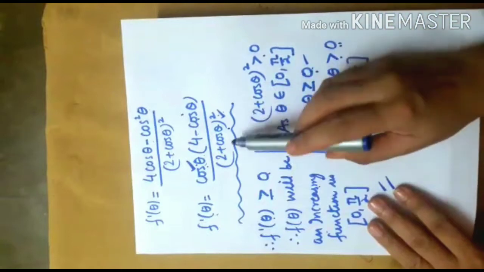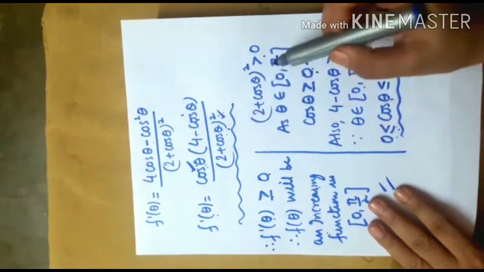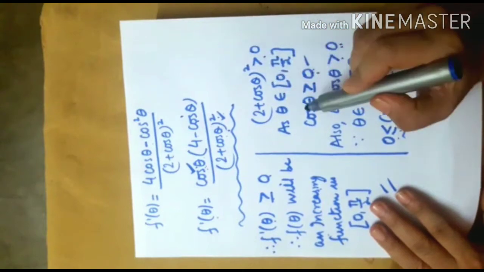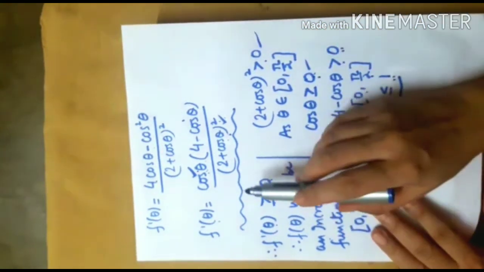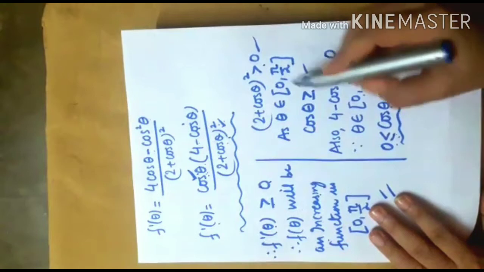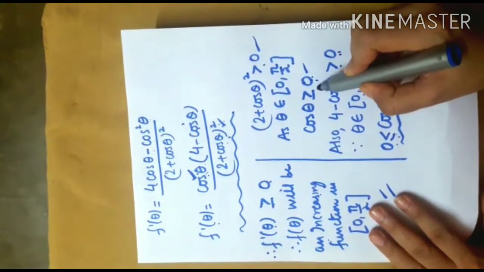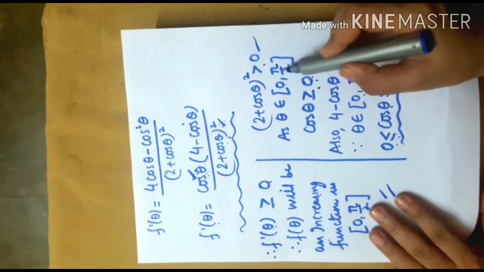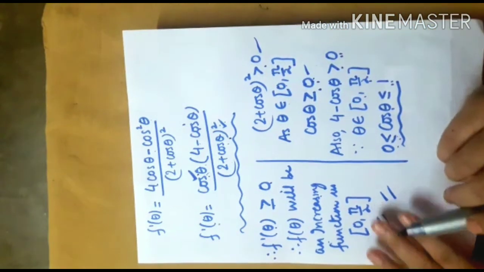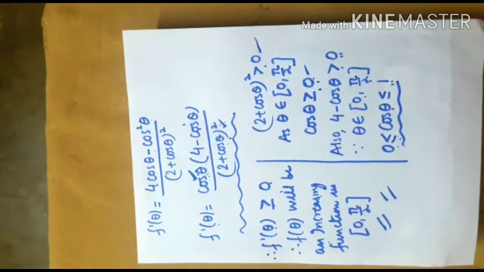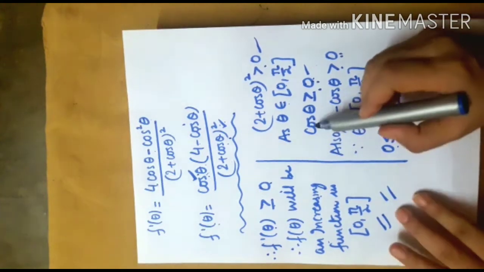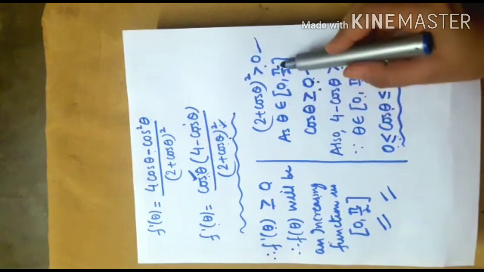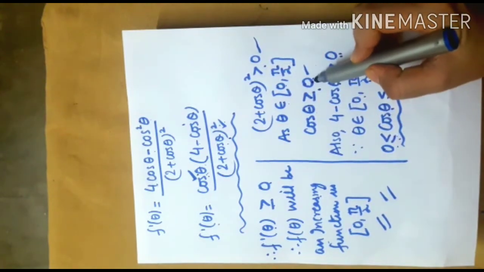Now look here. 2 plus cos theta whole squared will be positive, being the square of a number. Also cos theta will be greater than or equal to 0, because theta belongs to this closed interval 0 to pi by 2, and we know that in first quadrant cos function is positive, so cos theta will be greater than or equal to 0. Cos pi by 2 is 0.